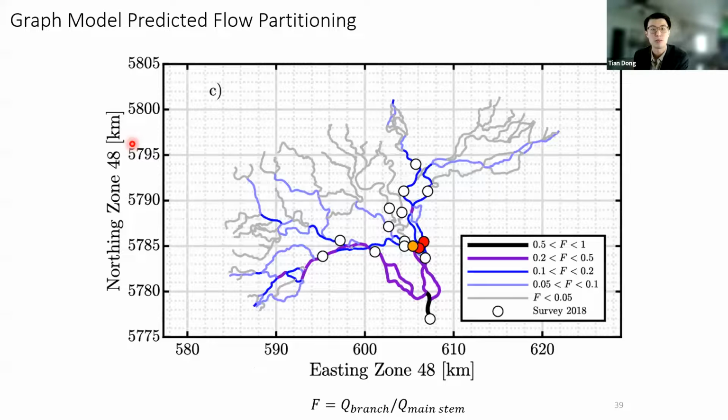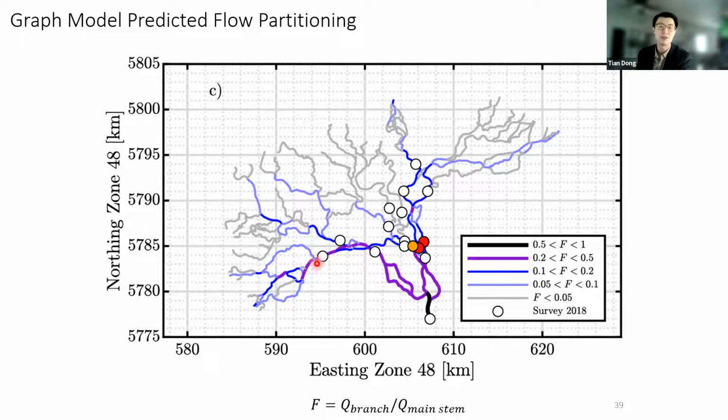And now I'm showing the prediction of the graph model. Here is the network of the Selenga Delta, and these circles are survey locations. Different color lines represent this parameter F, the discharge in that particular branch normalized by the main input. So the maximum would be 1 or 100% at the main stem, and it can go as low as 0. For example, these gray lines around the fringes indicate branches that only partition about 5% of the total inflow, and the purple line here is between 20 and 50%.